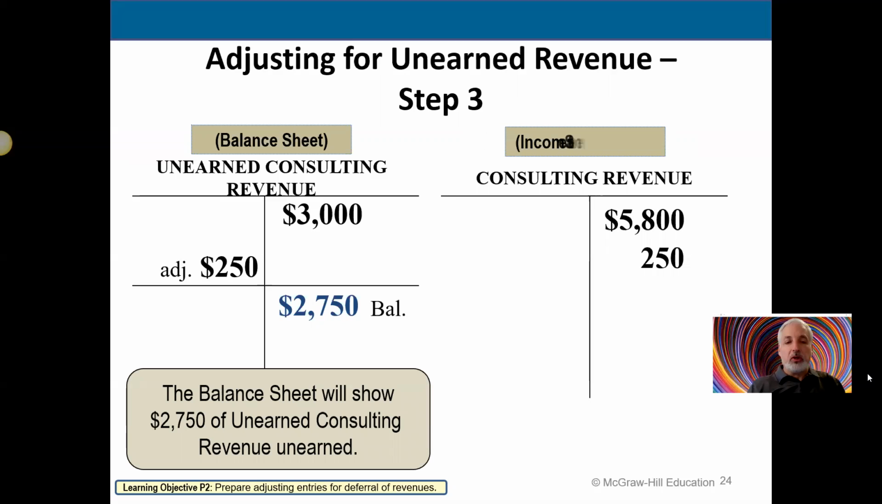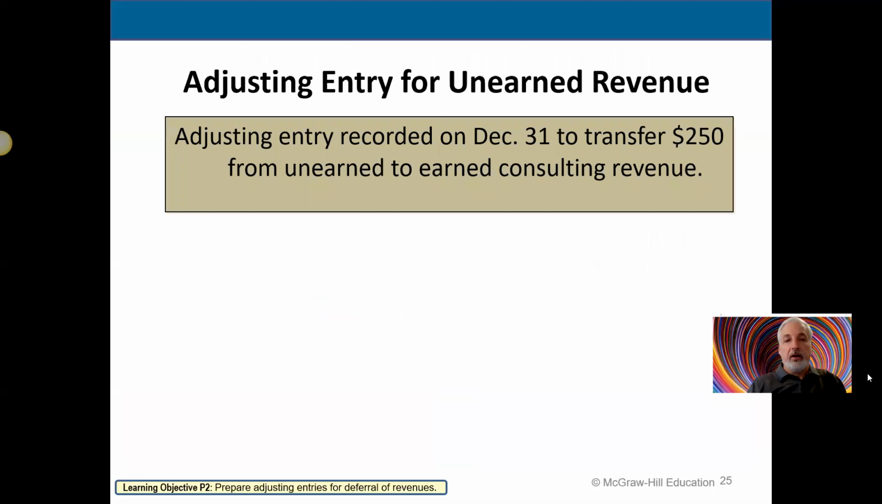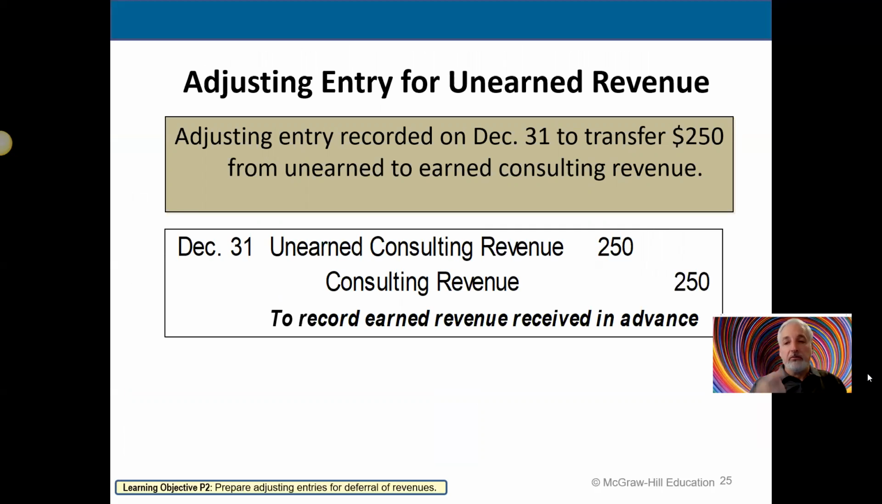So the balance sheet will have a net of $2,750 of consulting revenue back. Income statement will show a total of $6,050 because we already had $5,800. We had another $250 from our adjusting journal entry, AJE. All right. Adjusting entry, $250. What's it look like? One balance sheet account, one income statement account, and not cash. We're debiting the unearned revenue, which is currently a liability, big ticket. We're going to reduce that by $250, and we're going to increase our consulting revenue, a credit, $250 on our income statement.